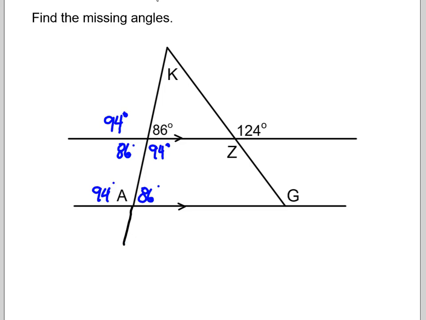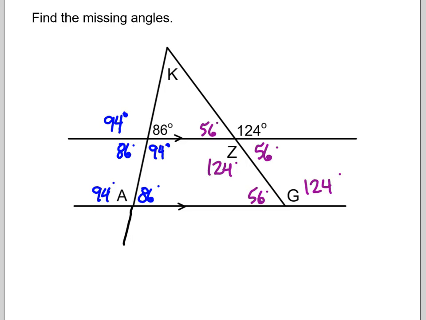Okay, I'm going to jump over to the 124. I know this is the opposite angle, so it's 124. I know the supplementary angle of this would be 56. And again, I can slide all that information down using the corresponding angle theorem. So G is 124. This is 56.